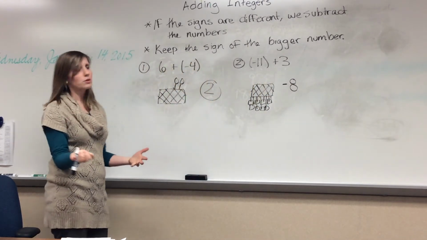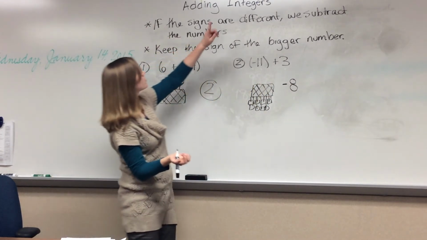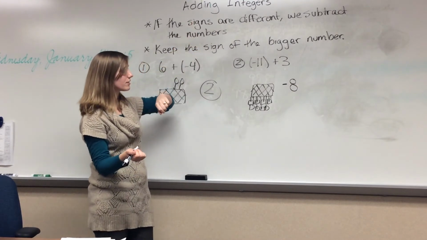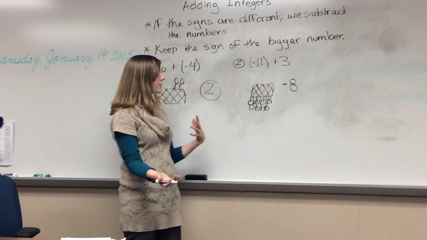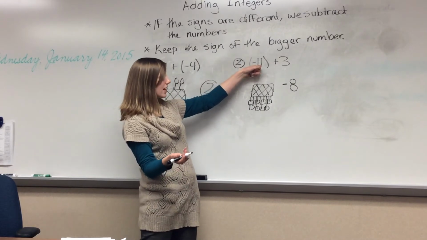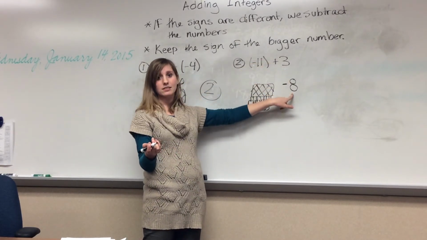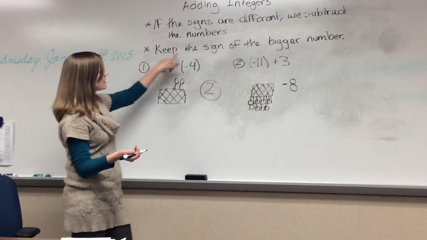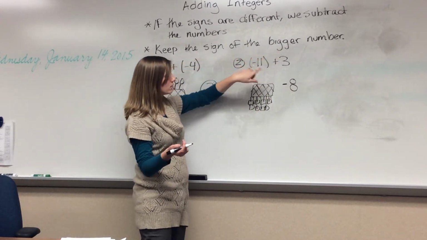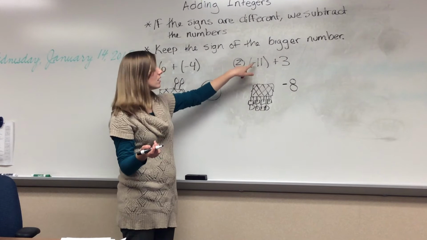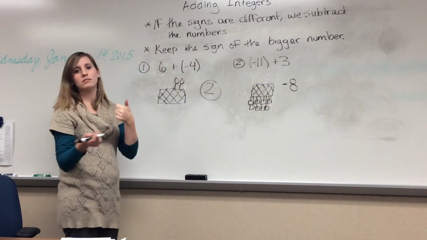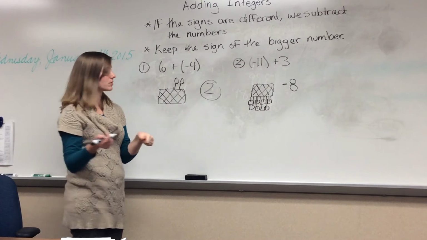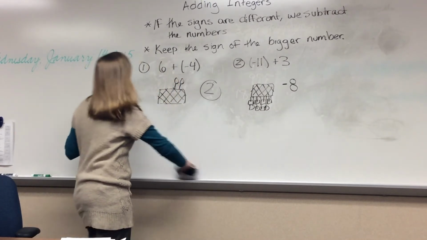And now let's check our rule. My rule said that I'm supposed to subtract the numbers if the signs are different. Well, this one's negative, this one's positive, so the signs are different. If I subtract them, 11 minus 3 is 8. My next rule says to keep the sign of the bigger number. Well, 11 is bigger than 3. 11's negative. My answer was negative. So my rules are great. Those are the ones that we want to follow. Okay, so negative 8 was correct.